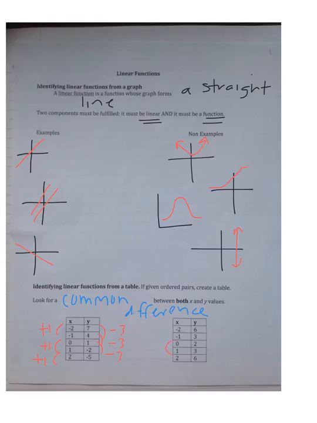So here we also are going up 1. And then on this side, we are going down 3, down 1, up 1, up 3. So while there is a pattern that's happening, it's not a common difference. It's not the same. We're going down 3, down 1, then up 1, up 3. So the second one is not a linear function.